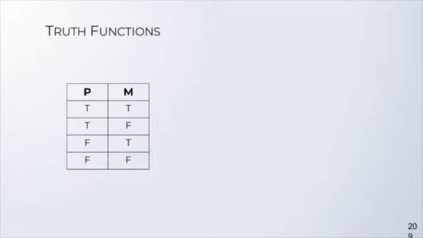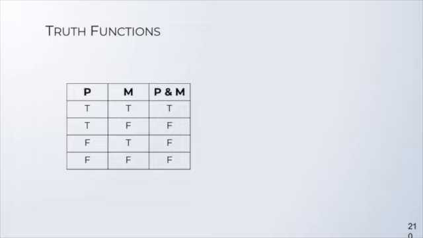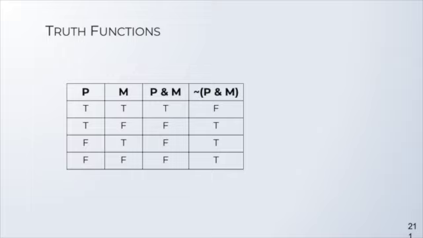So we add another column in which we display the pattern we are already familiar with. The ampersand assigns T when both conjuncts have T's and F's in all the other cases. Now we add the last column, which corresponds to the negation of the conjunction we just built. So we get tilde, P ampersand M. If you remember, what the tilde does is that it inverts the truth value of the sentence it applies to. So, since in the first case we had T, now in this column we have F. And given that in all the other cases we had F's, now we have T's in their place.